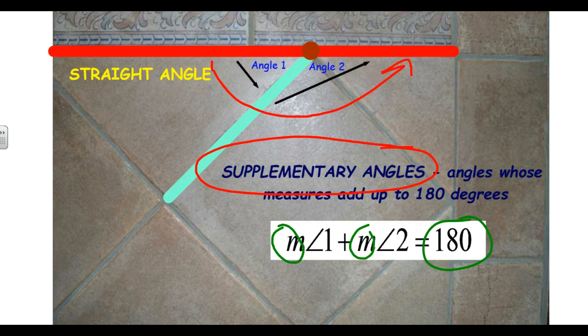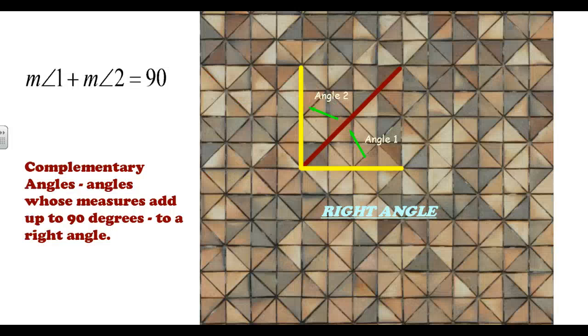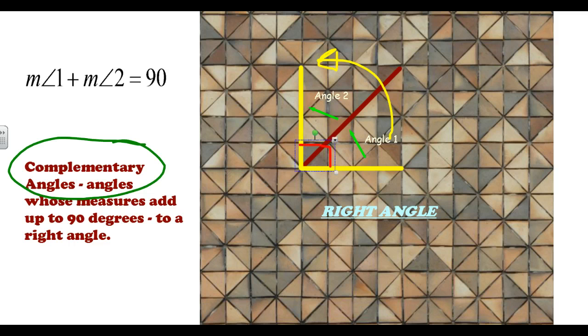If we have a ray or a line segment that intersects a right angle, we call them complementary angles instead, but the idea is still the same. These two angles add up to 90 degrees in total if we know that this angle here is a right angle. So supplementary and complementary angles are two special types of angle pairs.